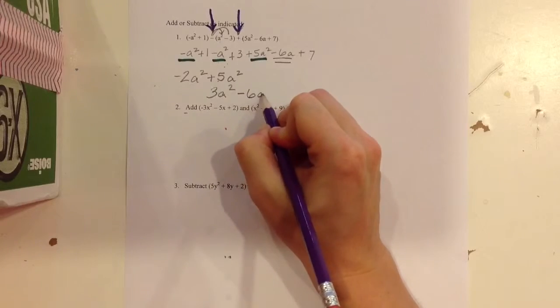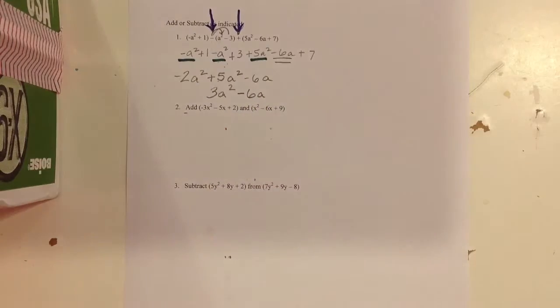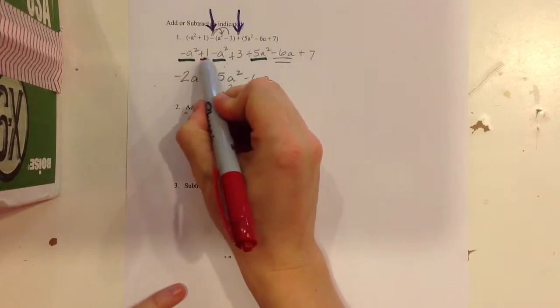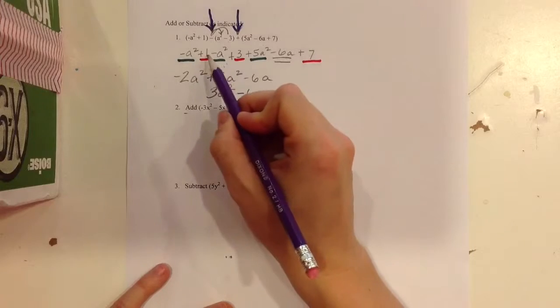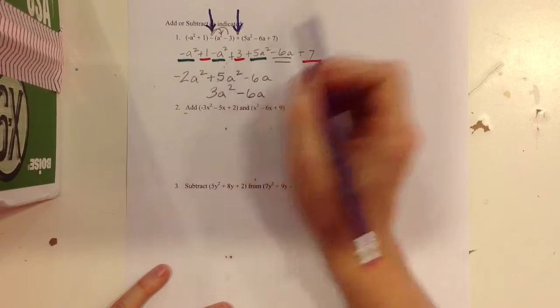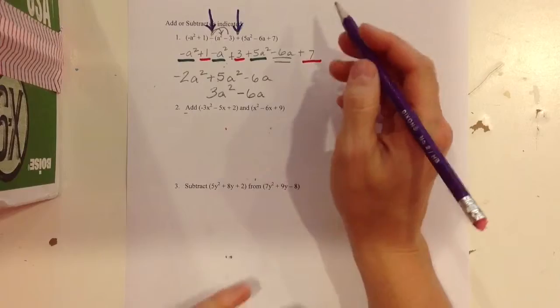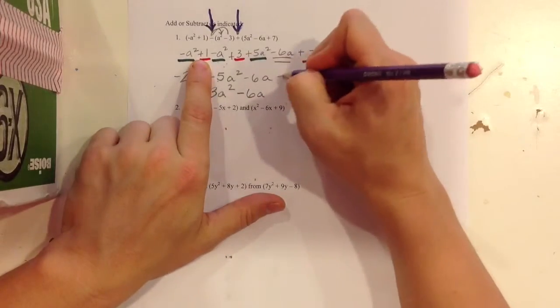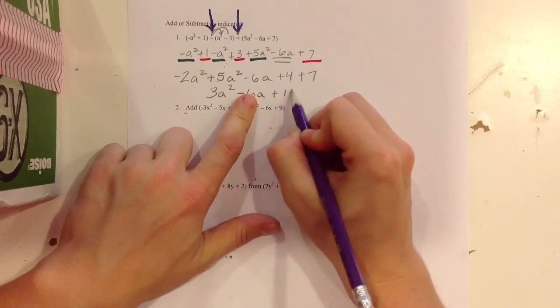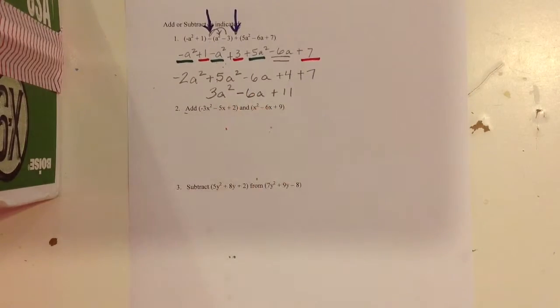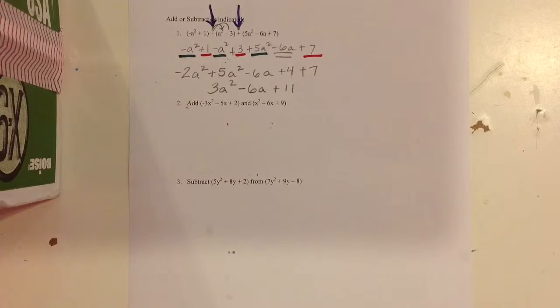So I'm just going to go ahead and bring down my negative 6a all the way down to the bottom. All right? And the last thing that we have is numbers. And so just like I did my first step, I'm going to say I have a positive 1, a positive 3, and a positive 7. If you want to do it all in one step, that's fine. But I'm going to say 1 plus 3 is 4. Bring down my 7. And 4 plus 7 is 11. So this is in simplest form, 3a squared minus 6a plus 11.